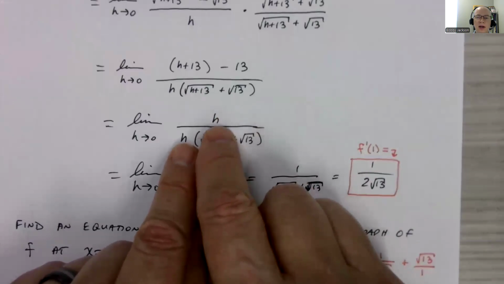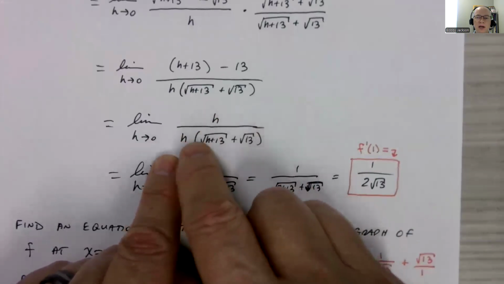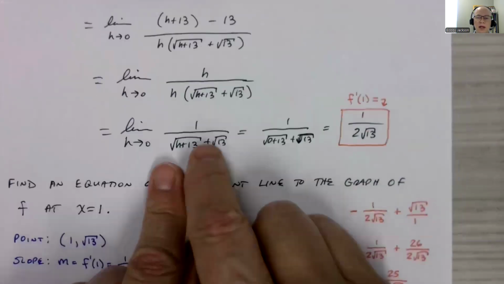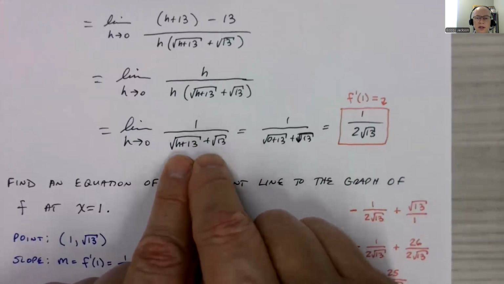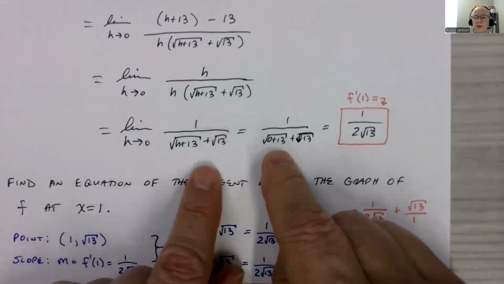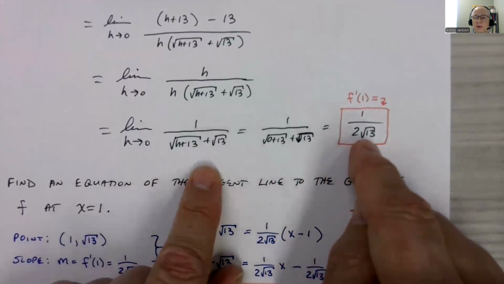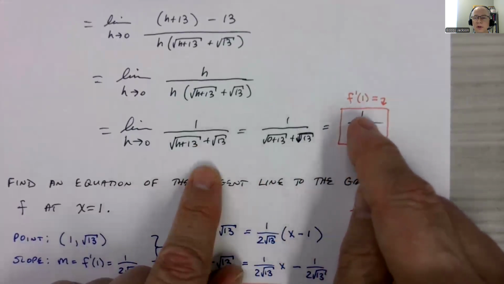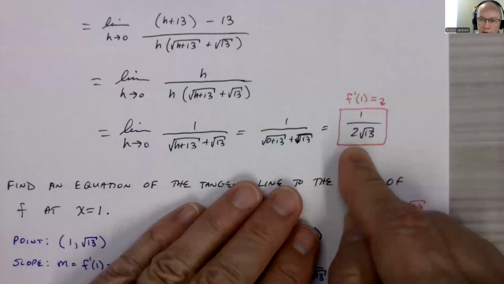And now look, I have that common factor in the numerator and denominator. I can divide top and bottom by h, and I get this. And now this function is continuous at 0. I can plug in directly, and I get the square root of 13 plus the square root of 13 in the denominator, which is 2 times the square root of 13. So the derivative f prime of 1 is 1 over 2 times the square root of 13.